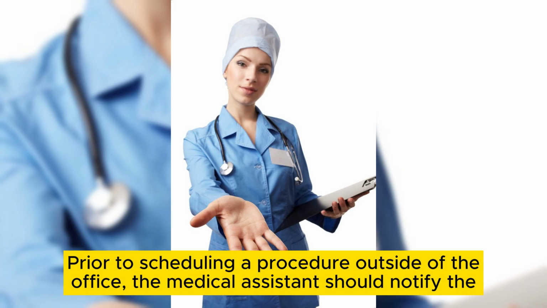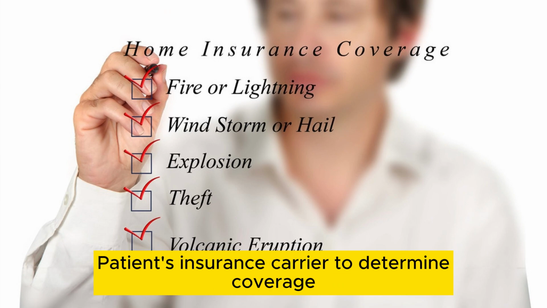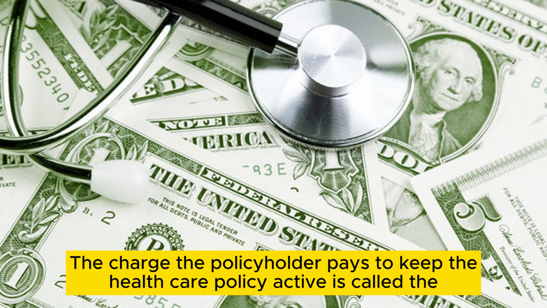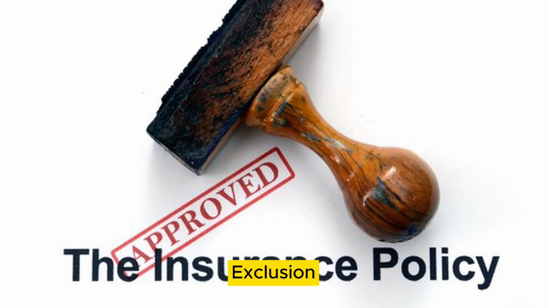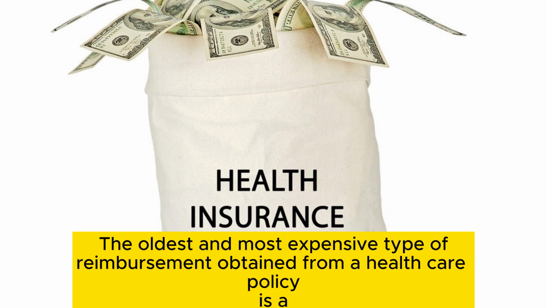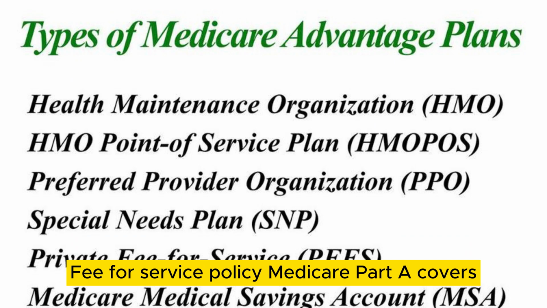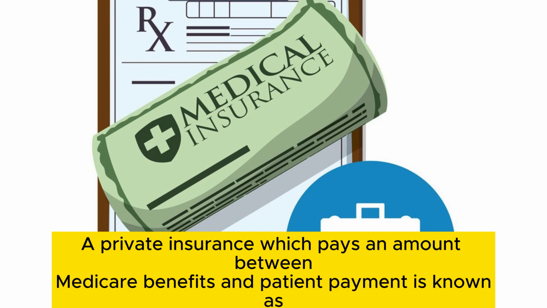Prior to scheduling a procedure outside of the office, the medical assistant should notify the patient's insurance carrier to determine coverage. The charge the policyholder pays to keep the healthcare policy active is called the premium. An expense that is not covered by a health insurance policy is known as an exclusion. The oldest and most expensive type of reimbursement obtained from a healthcare policy is a fee-for-service policy. Medicare Part A covers hospital benefits. A private insurance which pays an amount between Medicare benefits and patient payment is known as Medigap.